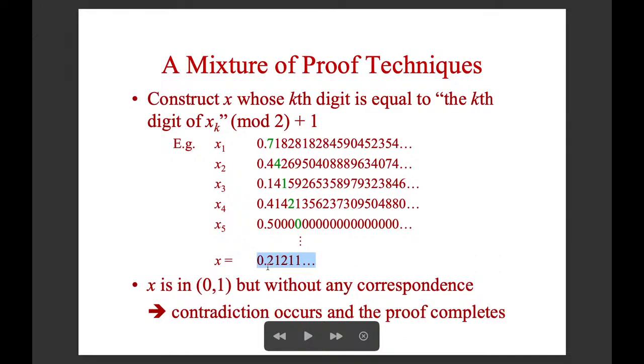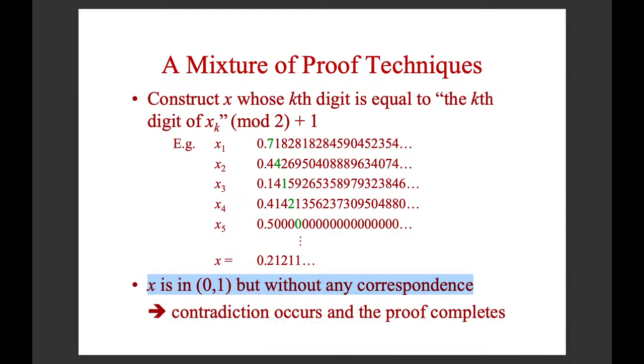But what we see here is it cannot be equal to x1, it cannot be equal to x2, it cannot be equal to xk for any k. So what does that mean? It is a real number in this range, but then it is not listed in your corresponding way. So x is a number that is not listed.